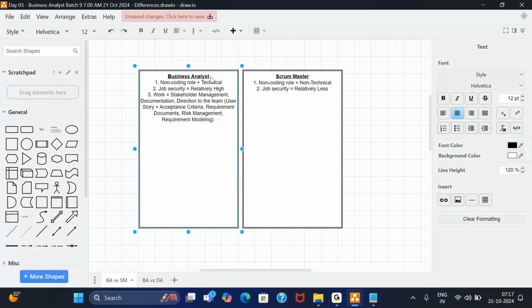Now, when it comes to Scrum Master, what kind of work will they be responsible for?